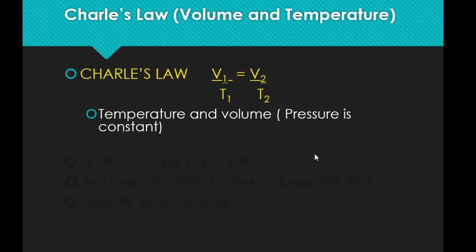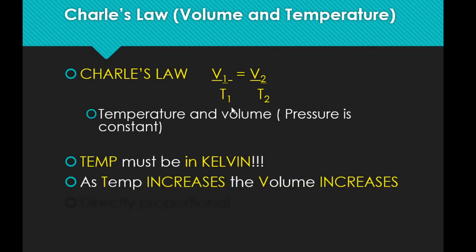Okay. Our last one is called Charles' Law, and it deals with volume and temperature. And it's volume 1 divided by temperature 1 equals volume 2 divided by temperature 2. And pressure is constant. Notice pressure isn't in here. So whenever pressure is not a factor, whenever it's held constant, you will use Charles' Law. Okay. And you're going to see some of this work in the PhET as well. And again, temperature must be in Kelvin because we're dealing with gases, and so we deal with kinetic energy. And then as temperature increases, the volume increases.